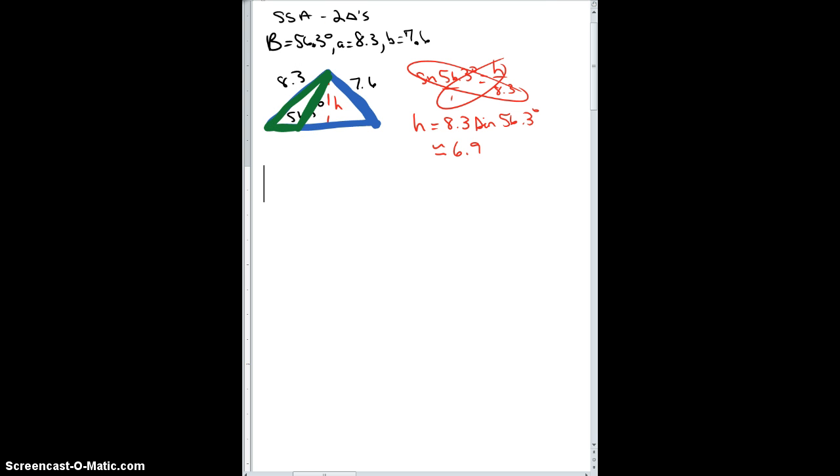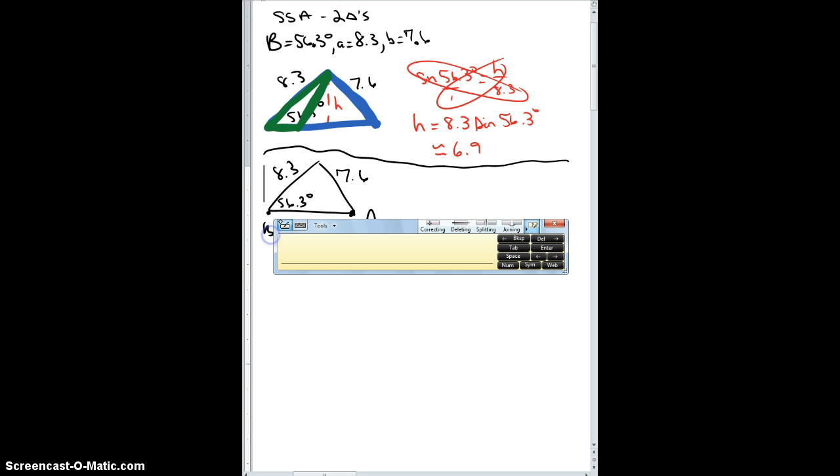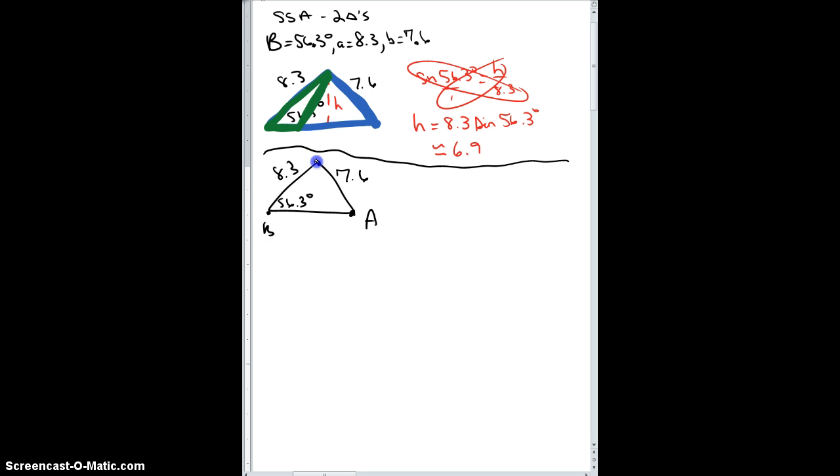Now, I rarely do that, or never do that, to be honest. I just go ahead and do the law of sines and let the trig and the math tell me what to do. So I'm just going to re-sketch this here. I have my 56.3. The side that goes with that is 7.6. Here's my 8.3, which is side A. So angle A is there. Angle B is there. Sorry about that. C is here and little c is here.